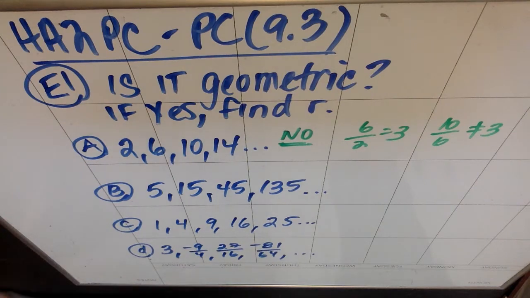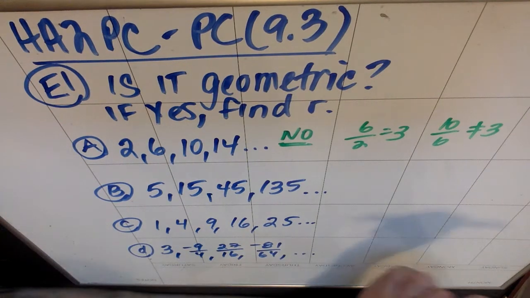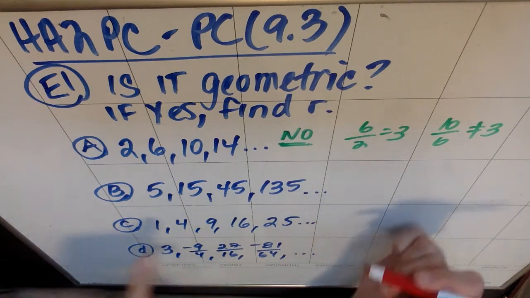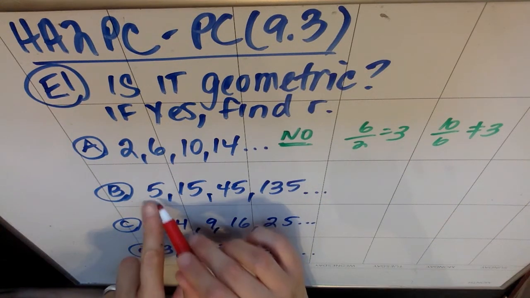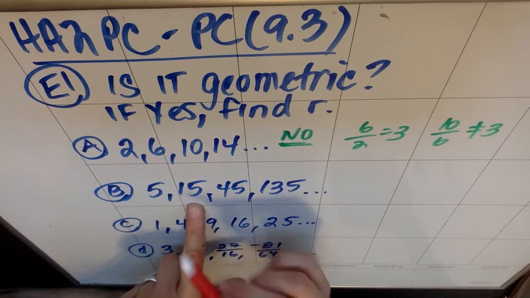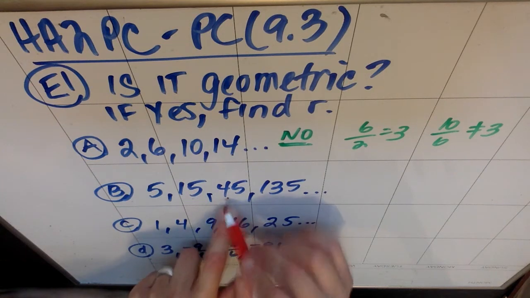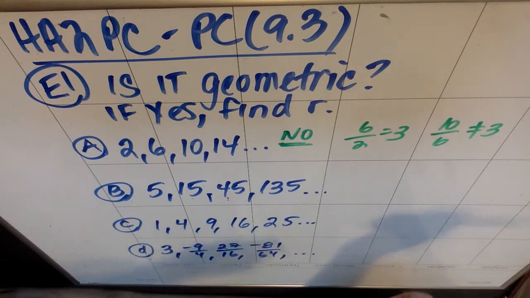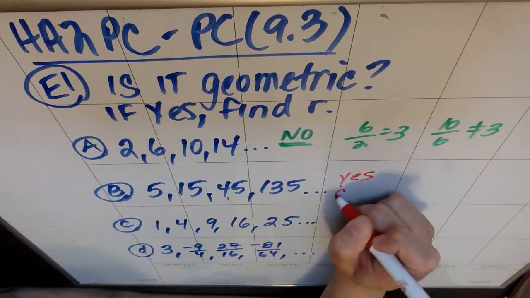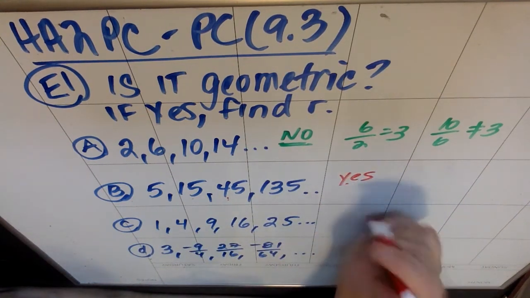In B, to find whether we have a geometric sequence, I can look at what I multiply 5 by to get 15, which would be a 3. I can then ask, do I also multiply 15 times 3 to get 45? Yep, that checks out. And then 45 times 3 to get 135. So the answer is yes, and my common ratio, my r, is a 3.